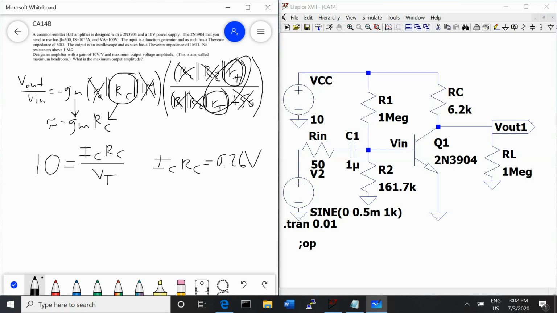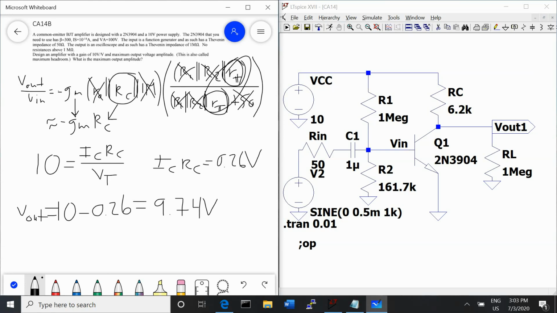Now, our DC input voltage is 10 volts, and if we subtract the 0.26 volts that we dropped across RC, that gives us 9.74 volts, and that means that the DC bias point of V out is 9.74 volts.